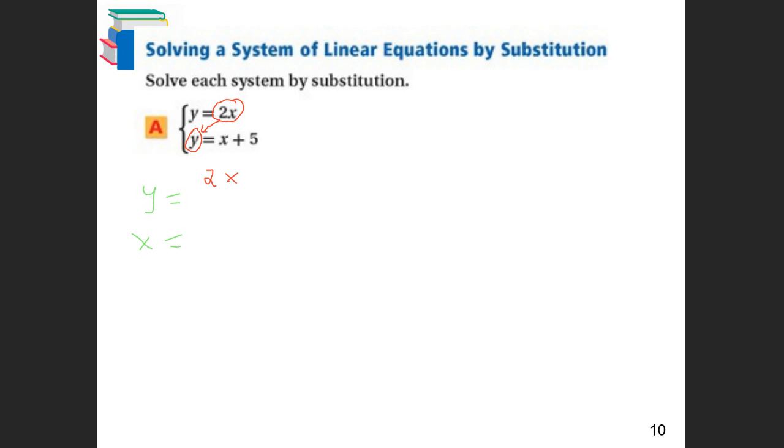So now I'd have 2x equals x plus 5. So that was step 1. The equations are already written as y is equal to. Step 2, I substituted in. Step 3, I'm going to solve for one of the variables.